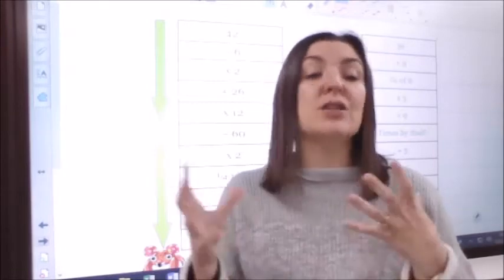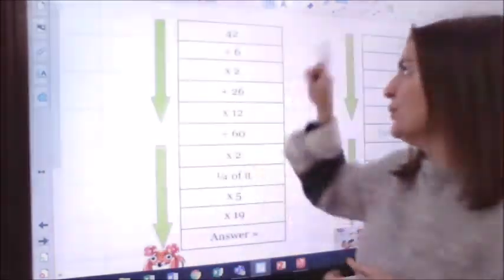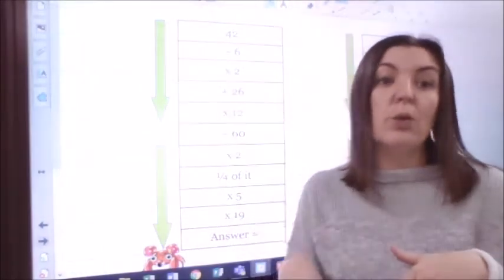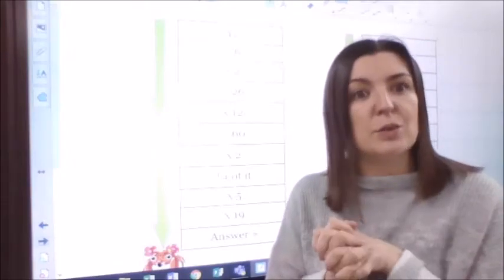Okay, so we're moving on today. We're actually going to start algebra, but before we do, I want to warm our brains up. So I've just got a little challenge for you to have a go at to warm your brain up and get your brain going and using all the operations, which is what you're going to need to do today.